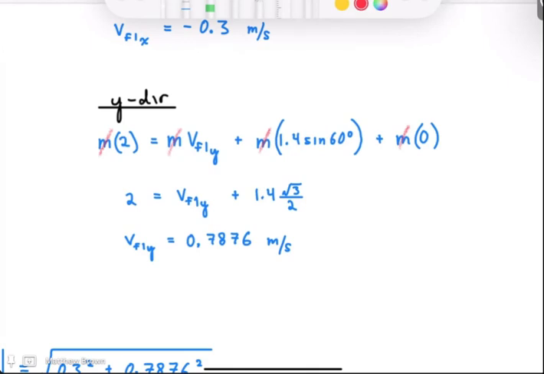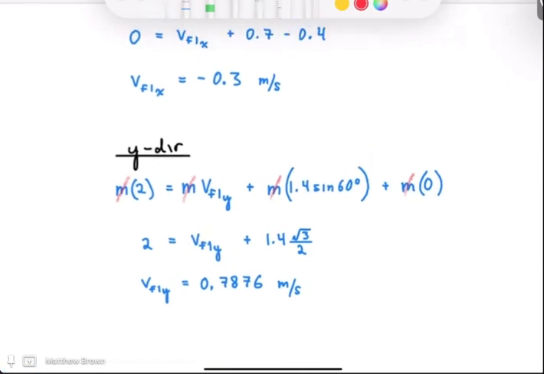The sine of 60 is root 3 over 2. That's why I wrote that. And then I just made this a decimal, subtracted it from both sides, and that gives me my answer. And now, just like in a dynamics or kinematics problem, I now have the two components. I know the v final of billiard ball 1 in the x direction is negative 0.3 meters per second, and now I know y.